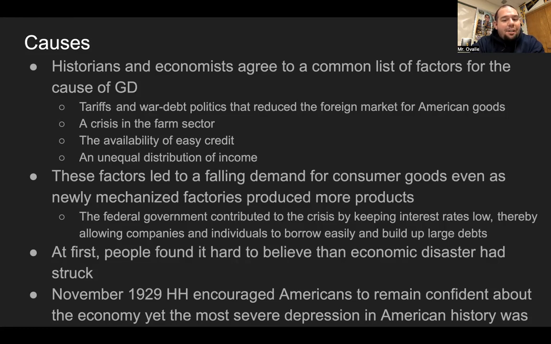At first, people found it hard to believe that the economic disaster had struck. And by November 1929, Herbert Hoover encouraged Americans to remain confident about the economy. Yet the most severe depression in American history was about to show up. And that concludes our lecture.